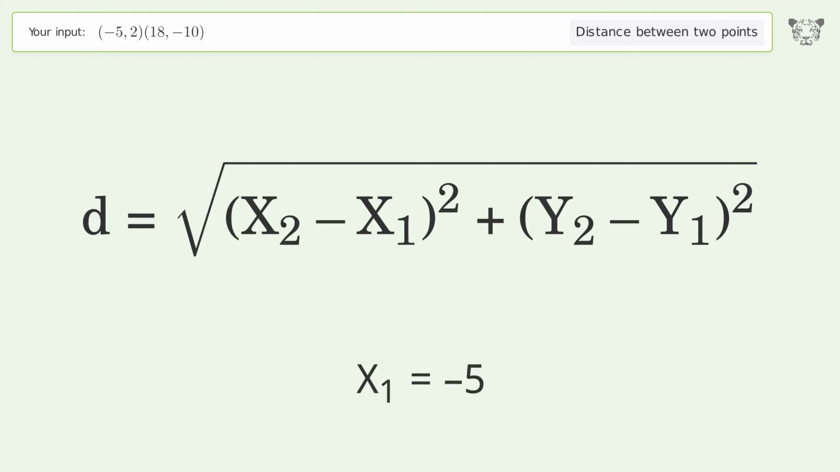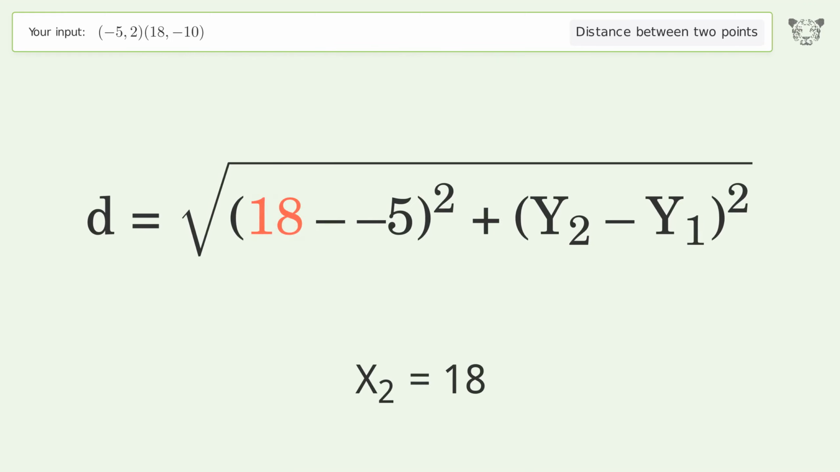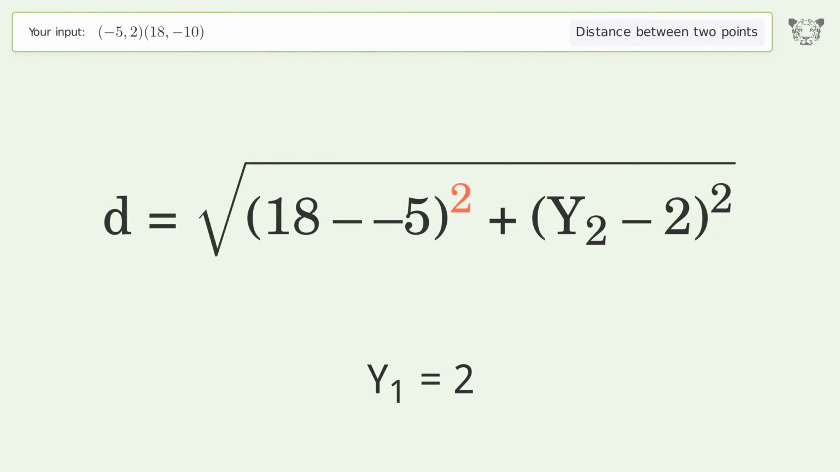x1 equals -5. x2 equals 18. y1 equals 2. y2 equals -10.